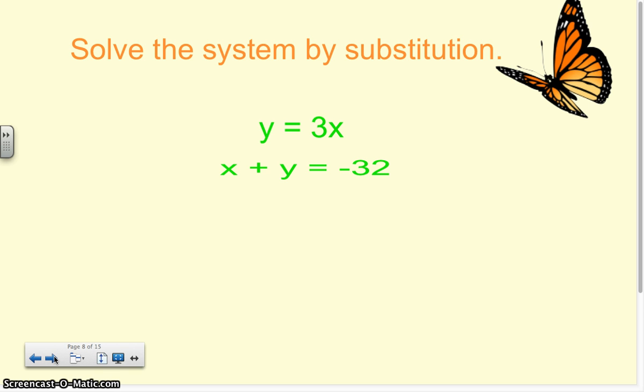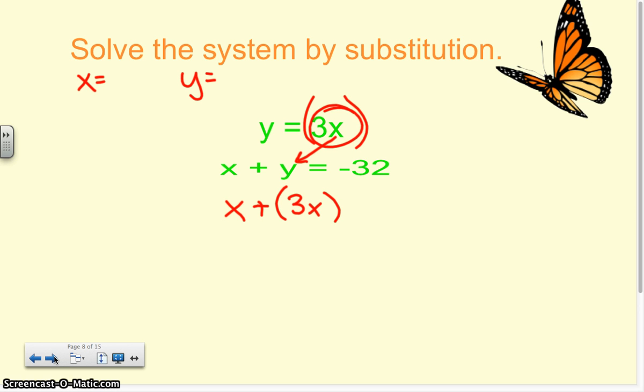So I'm asking myself, which variable is by itself? By itself means y equals something or x equals something. It looks like I have y is equal to something. That's what I put my parentheses around. Y equals 3x. Secondly, I put this into the other equation, where the other y is. And I get x plus 3x, because that's what y is. X plus y, but y isn't y anymore. It's all of this. Is equal to a negative 32.